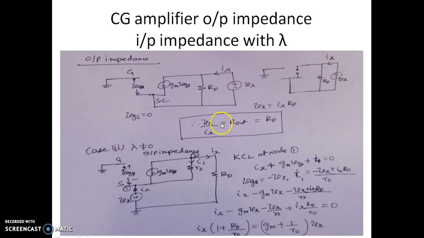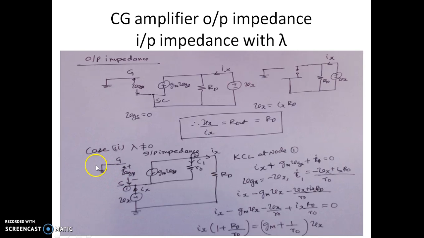So naturally Vx by Ix happens to be Rout, which is nothing but Rd. The output impedance of a CG amplifier with lambda non-zero is given by just Rd. Let us consider a case where lambda is non-zero. Let us try to find the input impedance.